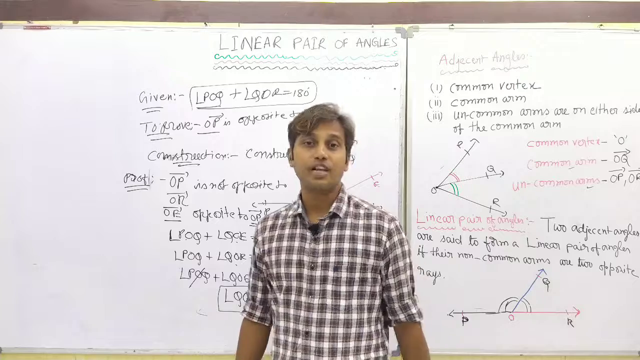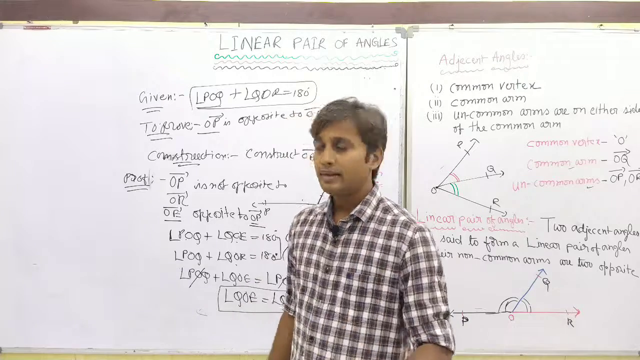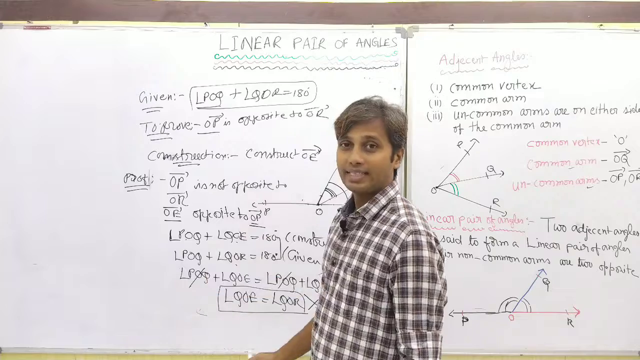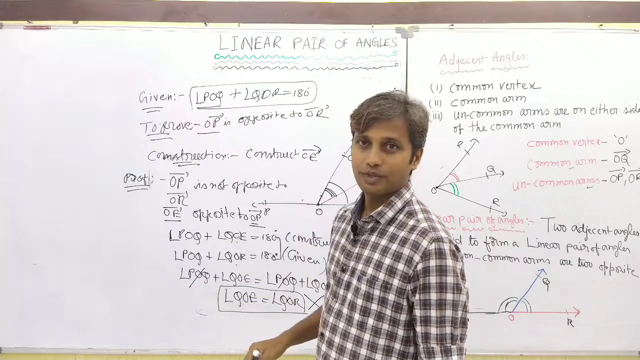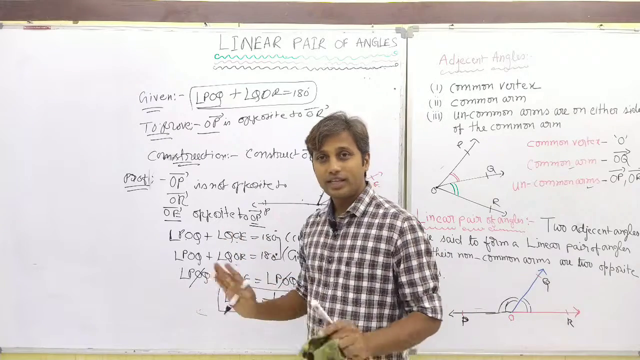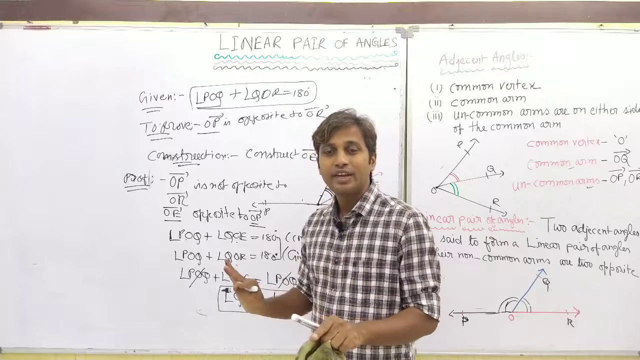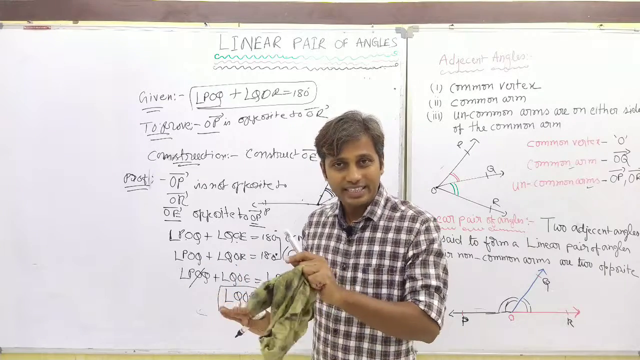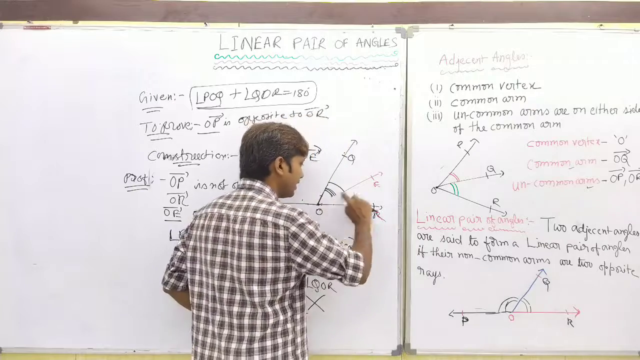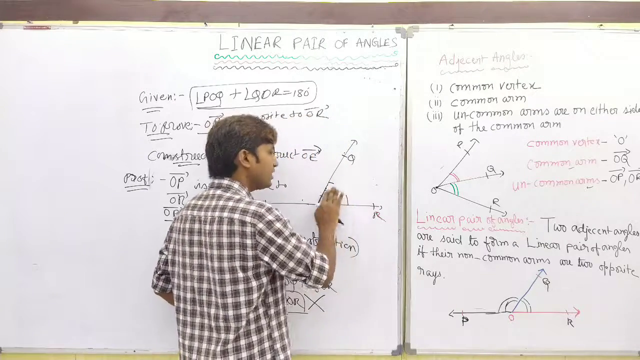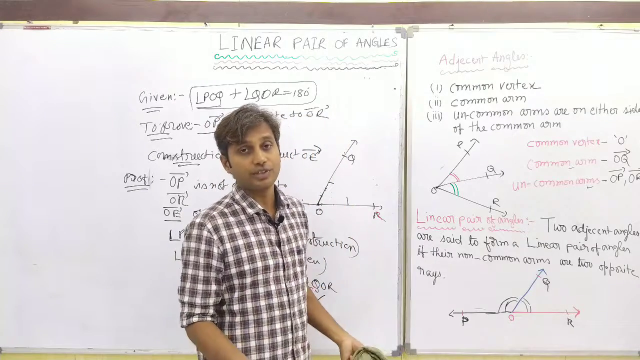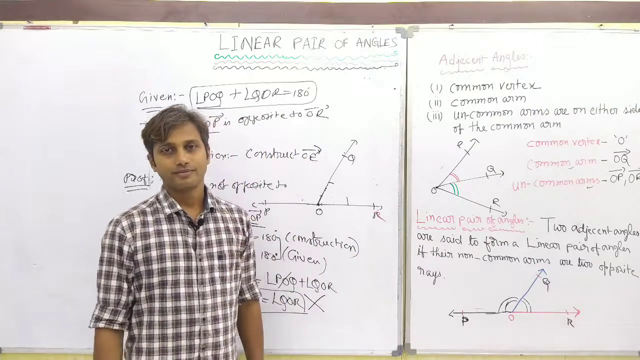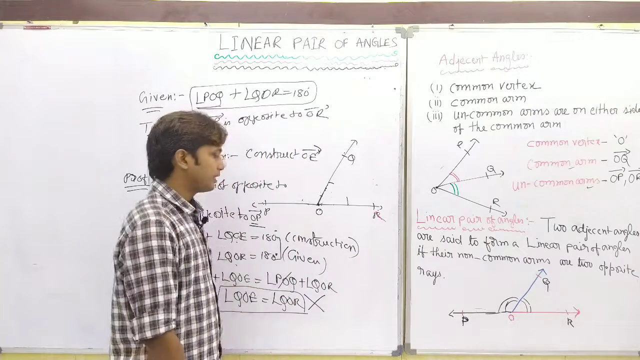And what is the reason for getting this false statement? Only because we took some other ray OE as the opposite ray. So that means there is no other ray OE existing. OE is not existing. Then which ray is opposite? Obviously OP is opposite to OR. Got it or not? This is what was proved.